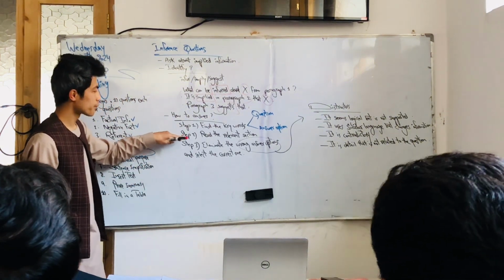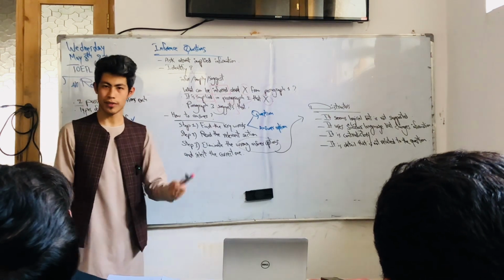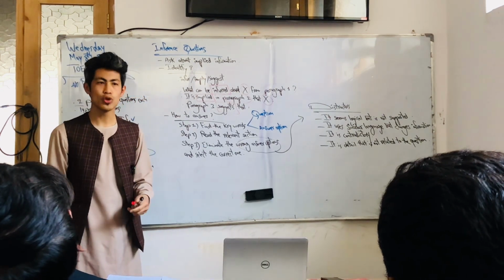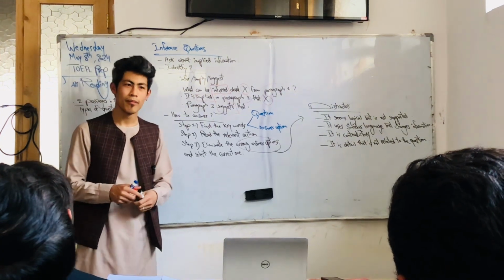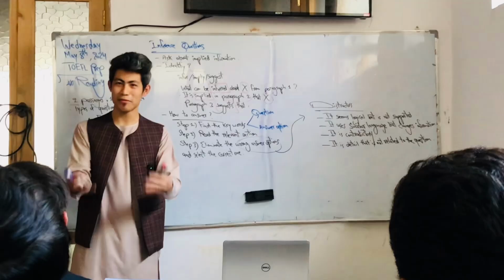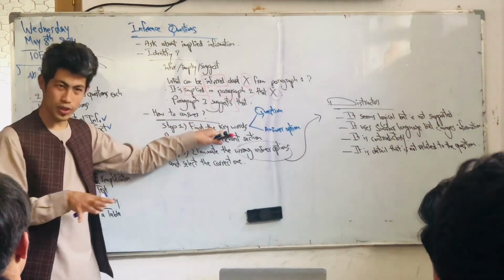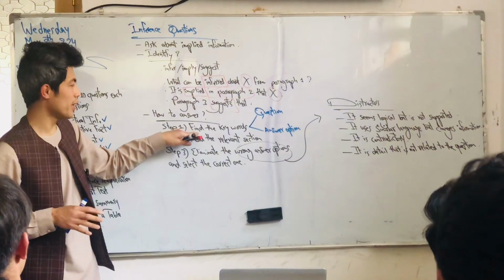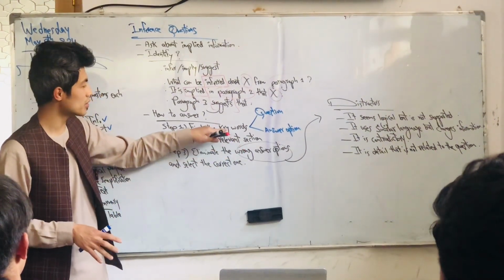Step number 2, you read the relevant section. Now the question is how to find the relevant section. How do we find the relevant section? Anybody? Based on the keywords. That's why we actually had the first step, right? So in the first step, we find the keywords. Then after finding the keywords, we move on to find the relevant section. We find the relevant section based on the keywords.